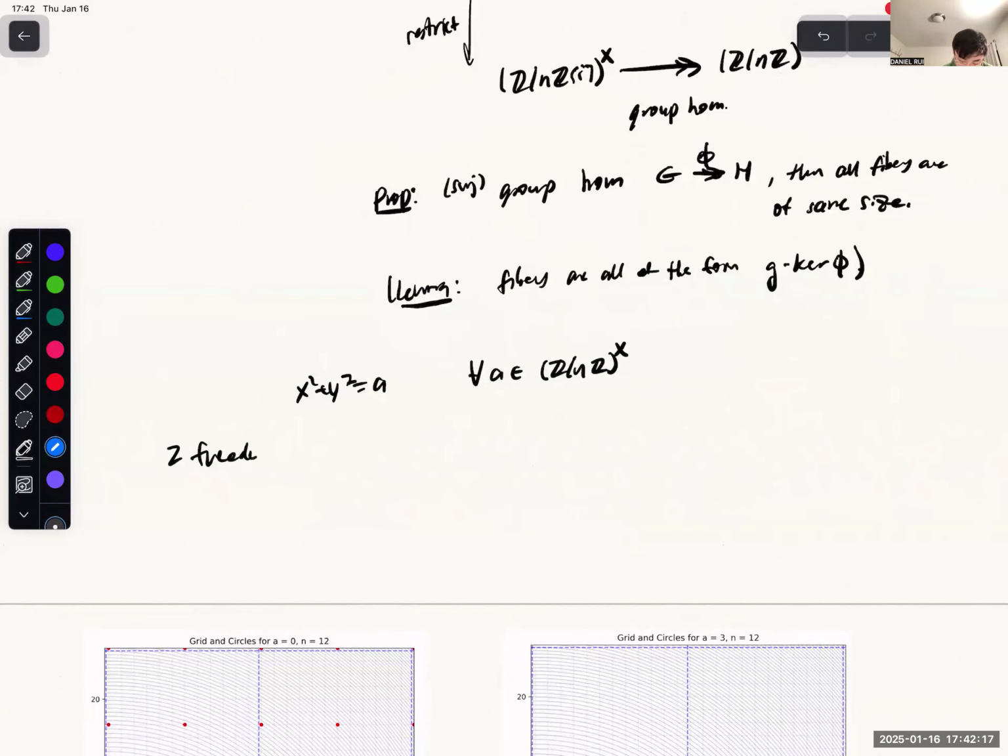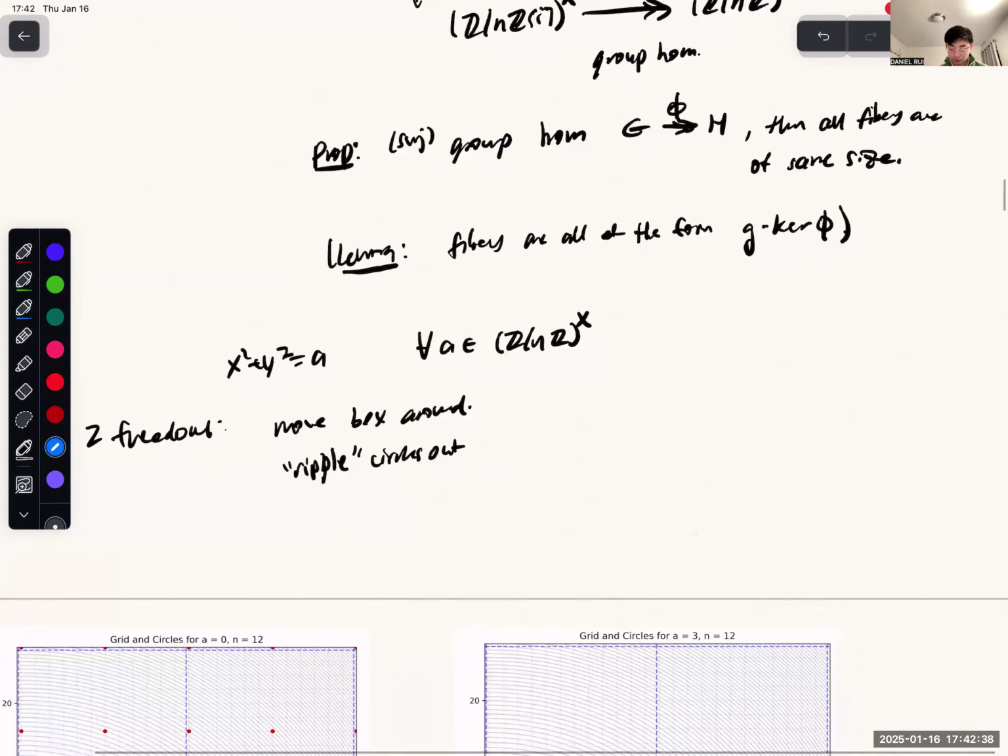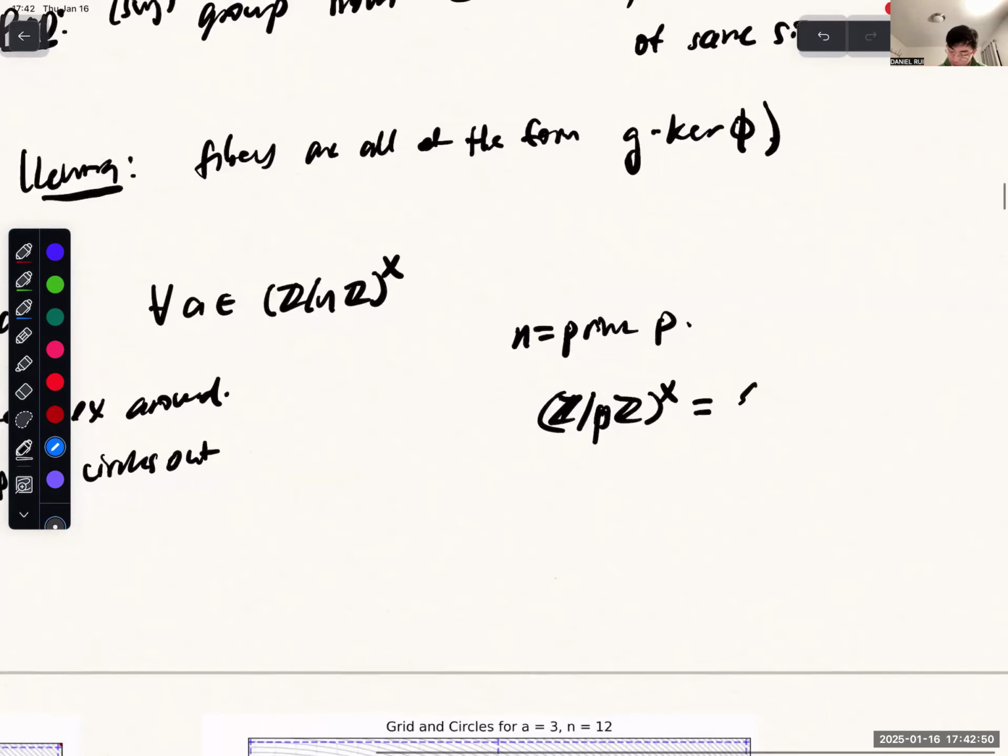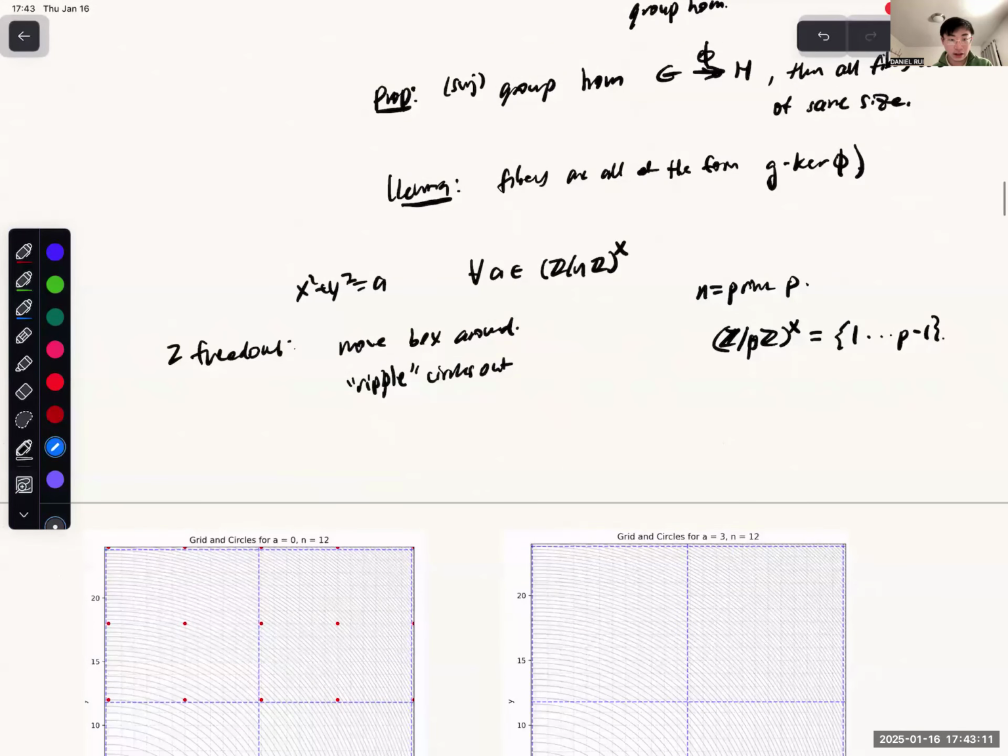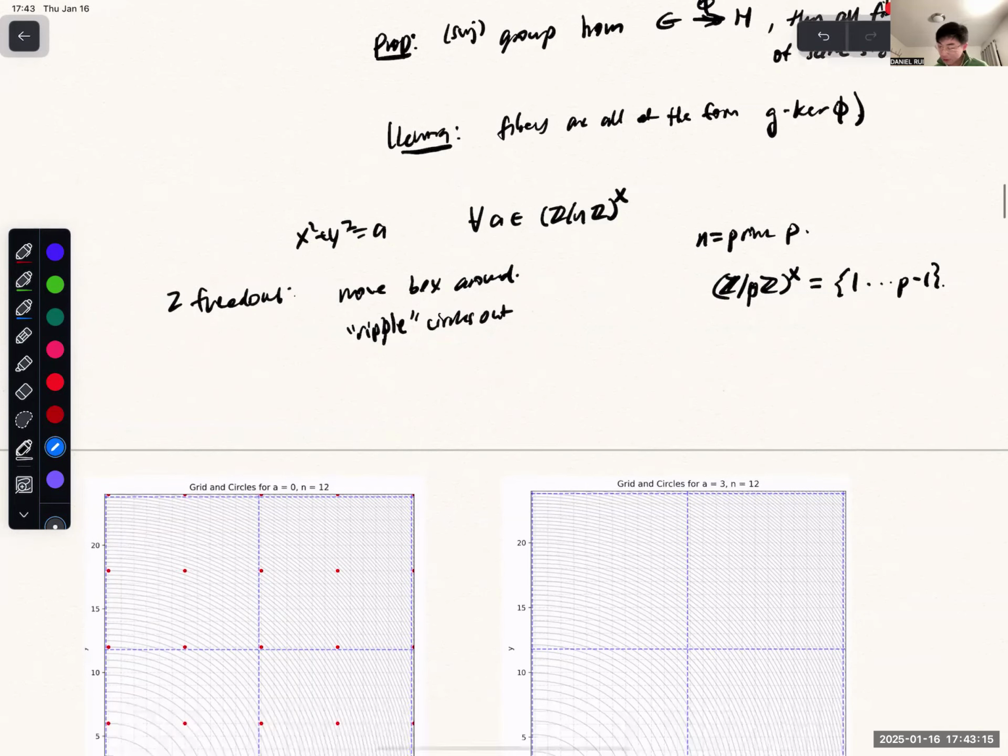So you have 2 freedoms. We can move the box around, and that will keep the solutions the same. And I can ripple the circles out. This is especially important for n equal to a prime, because in that case, Z mod pZ star is in fact most of Z mod pZ. It's just 1 through p minus 1. So the only thing that is not a unit in Z mod pZ is 0. In other words, Z mod pZ is a field. So in fact, all but one of these counts are steady. Questions so far? Comments? There's something in the chat. Never mind, it is not relevant.